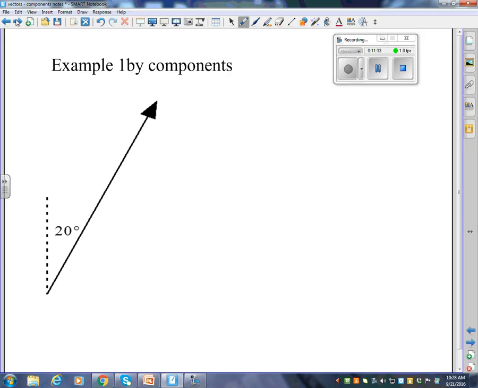Okay, so we're going to find the x and y components of each vector. So you've got north 20 east, 0.5 kilometers. So this is 0.5. I'm going to call this D1y, and you're going to call this one D1x. So you should draw that right in here. Now you can do it right out there. That's good.